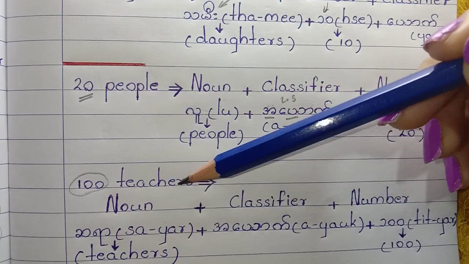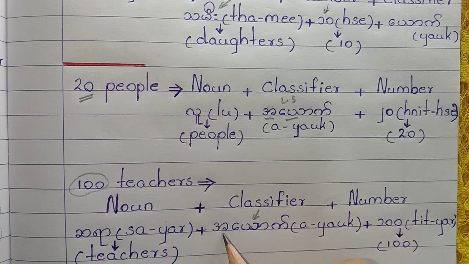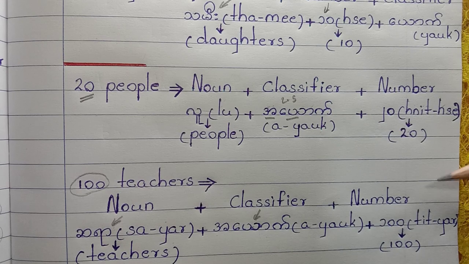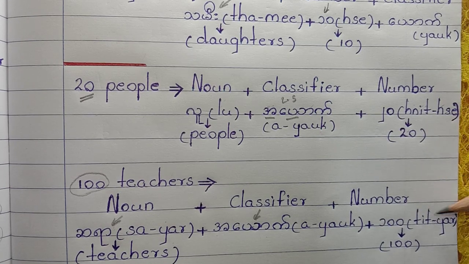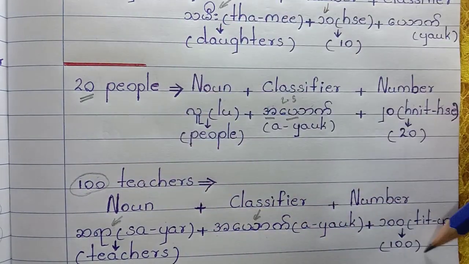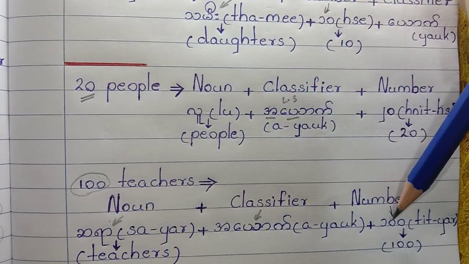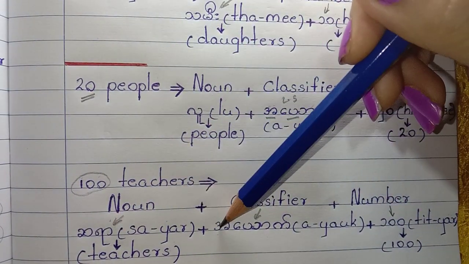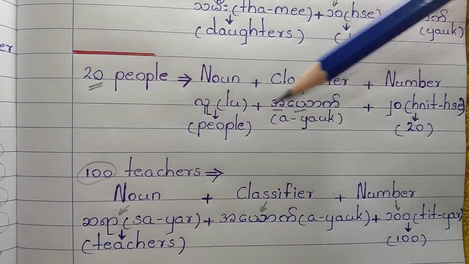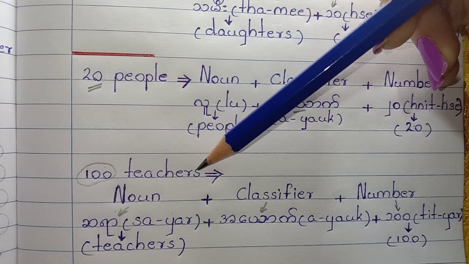Seja means teachers. Classifier is a sha. Seja is the noun, and then the number is deja, that means 100. Seja a sha deja. That means 100 teachers.